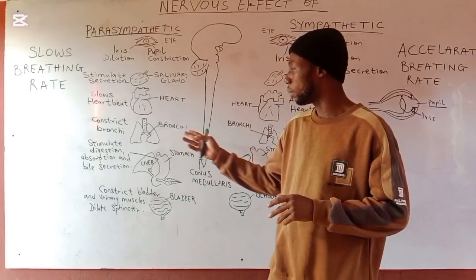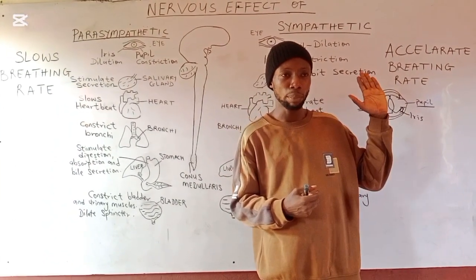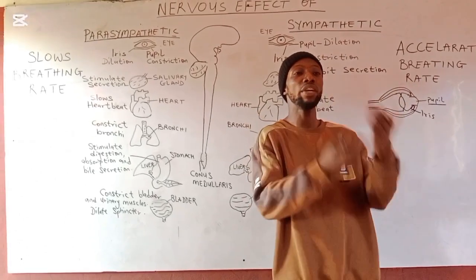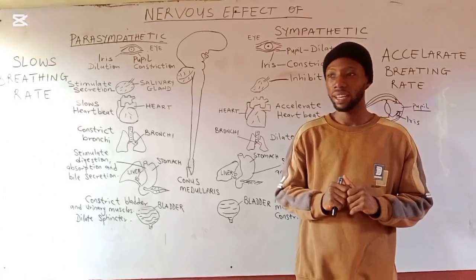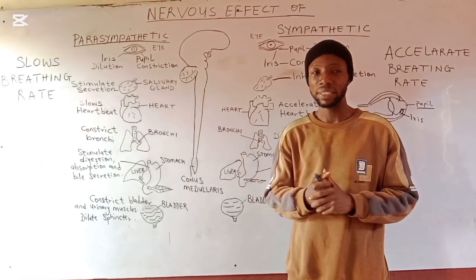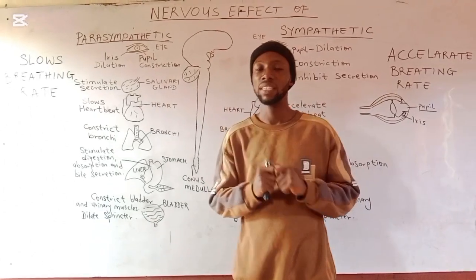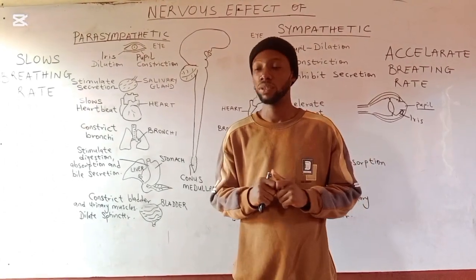The next here is the bronchi. I've said this before. When you are playing football under sympathetic, the bronchi will dilate so that the air you are breathing in will not encounter any disturbance. Then under the parasympathetic, when you are sleeping, the bronchi is constantly constricted, because the breathing rate is reduced.